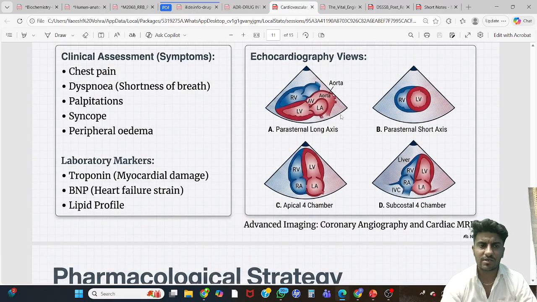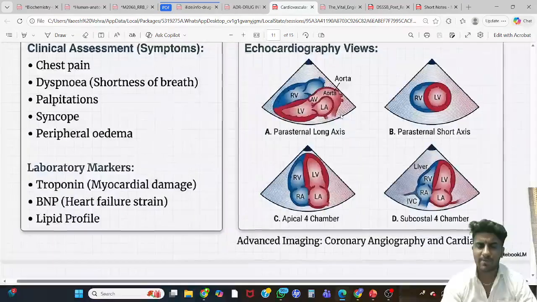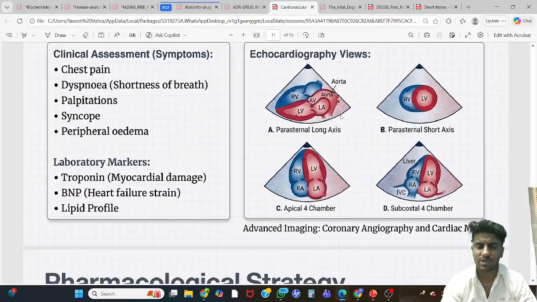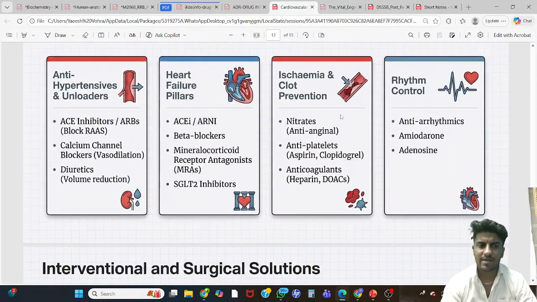Symptoms and assessment: mostly there is severe chest pain, dyspnea. Dyspnea is shortness of breath, syncope, dizziness and falling down, palpitations, fatigue and heaviness in the chest, peripheral edema, water accumulation in the peripheral tissues.